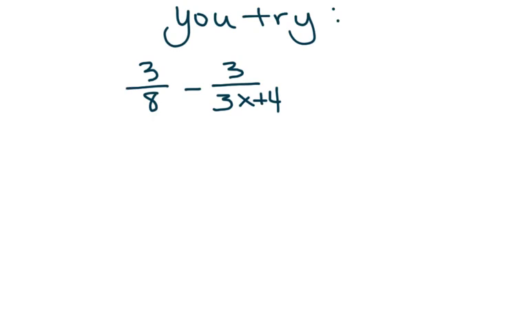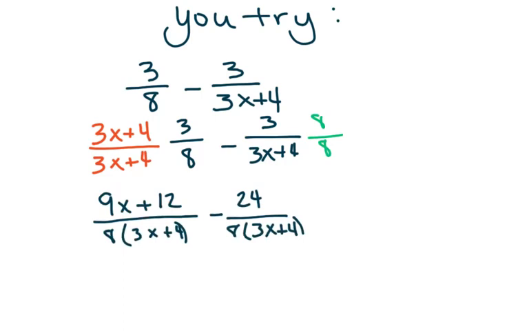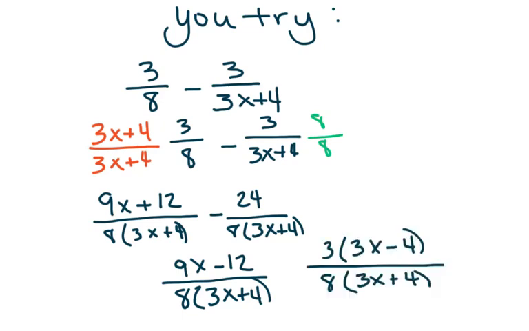So hit pause and 1, 2, 3. Okay, so in red I put what was missing from the first fraction, and then in green I put what was missing from the second fraction. And now I have distributed everything together. And now I did nothing to the bottom. I combined the two tops. And I simplified as much as possible. That is my final answer.